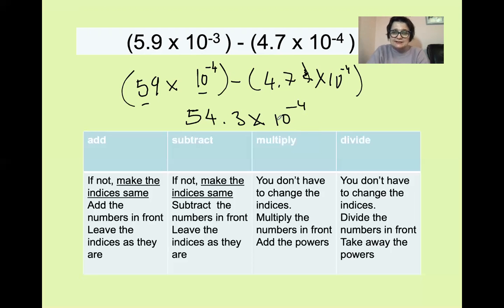So this is the answer, but to make it into the final answer, which means to change it to standard form, then we're going to have 5.43 times 10 to the power of minus 3, so this one becomes 10 times smaller, this one becomes 10 times bigger. Okay, just like that.